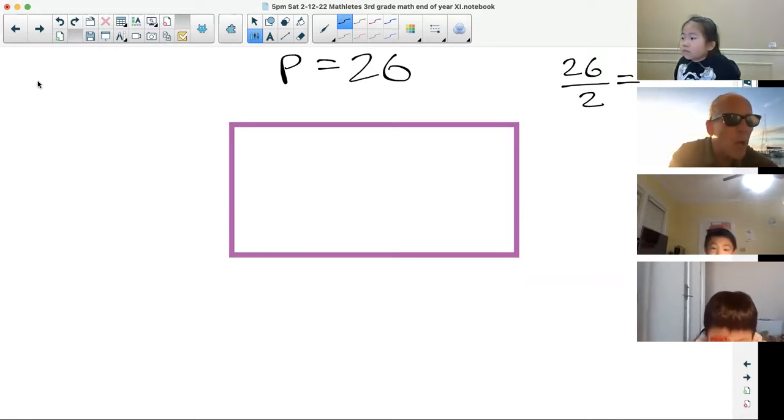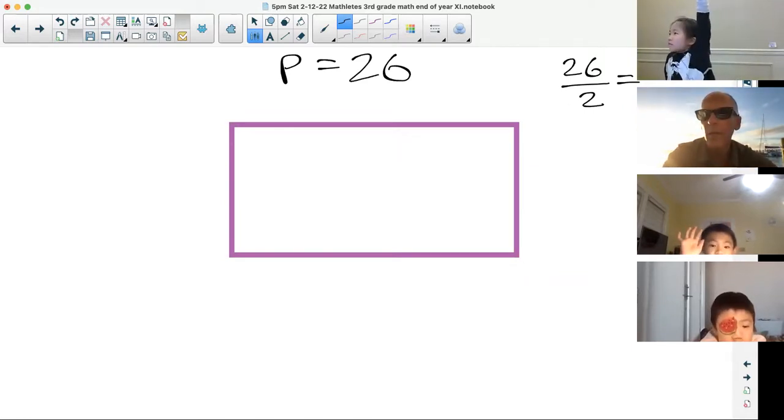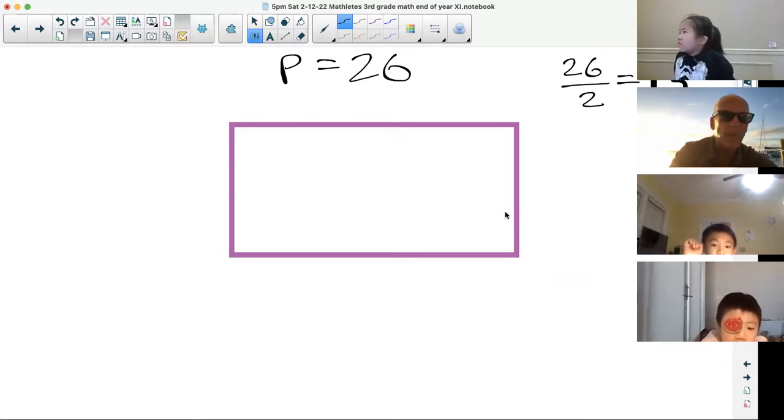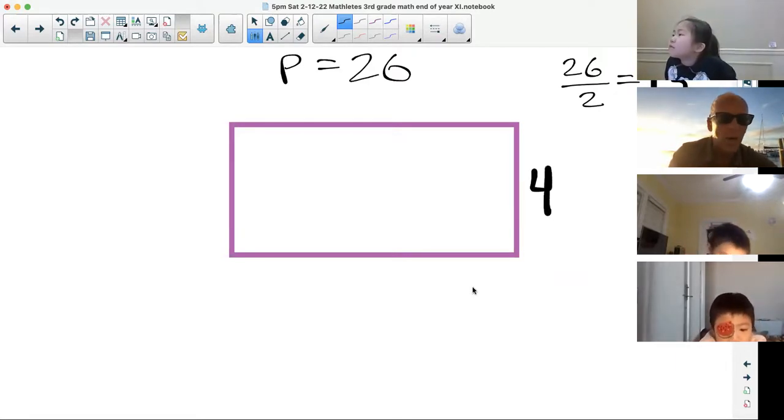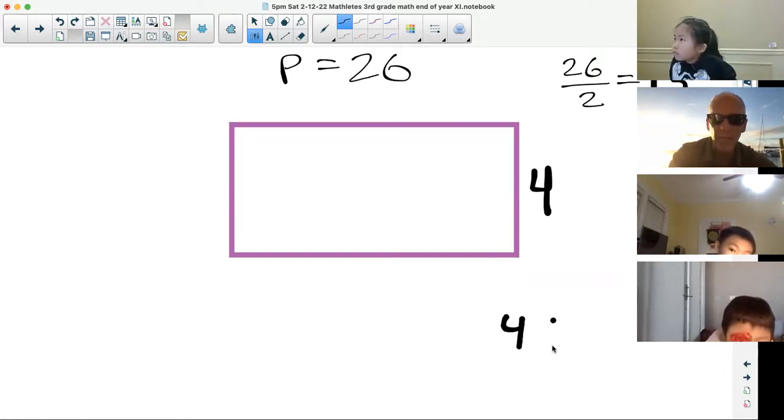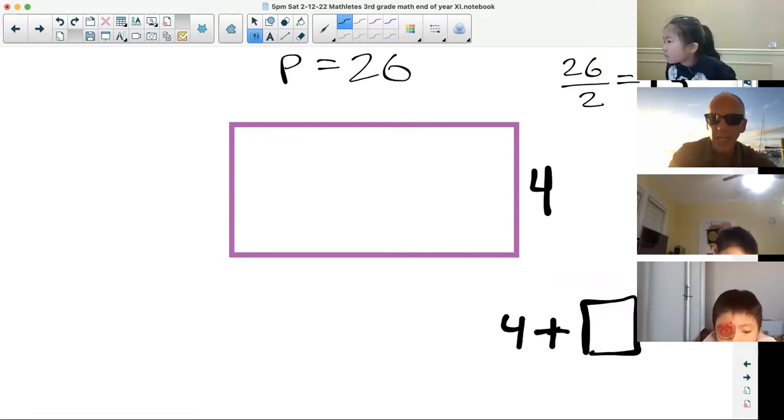Who thinks they know half of 20 plus half of 6? Come on, go Jason B. 13. That's right. And we know if this is 4, then 4 plus what equals 13? Guys, 4 plus what? 9. 13. 9. And the answer is 9.